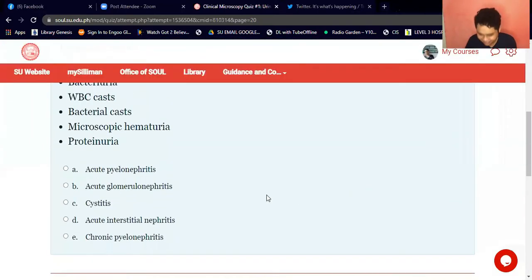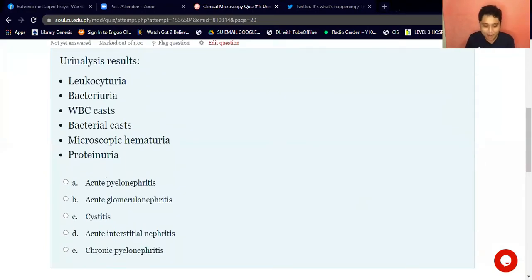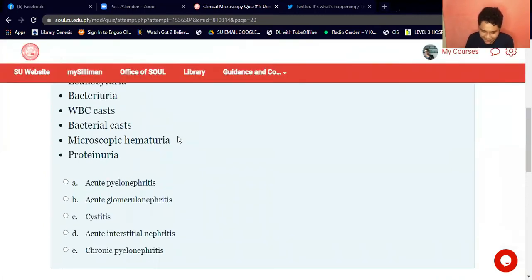21. Urinalysis results. Leukocyturia, taas imong leukocytes. Bacteriuria, dahil mga bacteria. WBC cast. Bacterial casts. Microscopic hematuria and proteinuria. Ano sa may disease? Pyelonephritis. Unsa na type of pyelo? Acute or chronic? Acute. Alright, the correct answer is acute pyelonephritis.